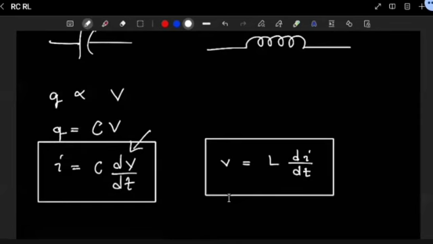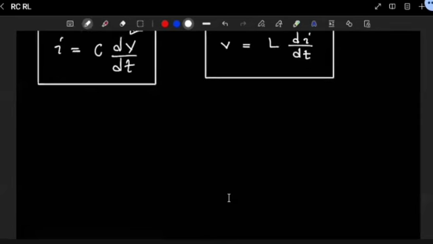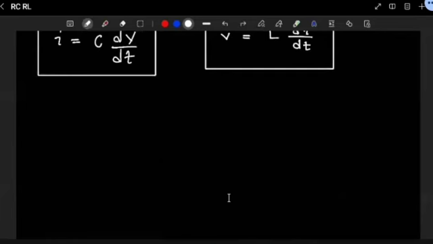Now, when a capacitor is part of a circuit, and it is the only element other than a resistor, let's say you have a capacitor and a resistor, in a capacitor and resistor only circuit, the response that you get from a capacitor is actually in terms of the voltage.